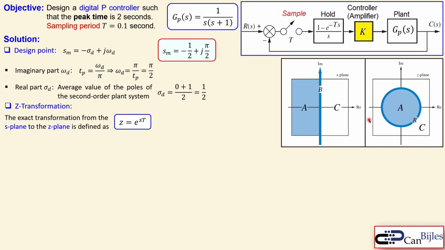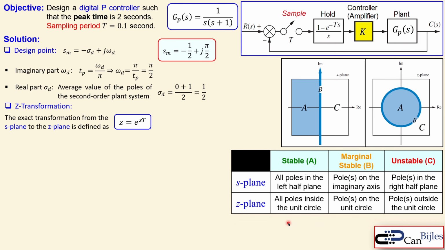In a similar form, we can transform these regions in the Z plane using the transformation by this formula. And then we have the A, which is here. It is inside the unit circle. And B, which is here on the vertical axis, will come on that unit circle. So it is on that unit circle. And the C is outside that unit circle. So in summary, you have actually this table. And we know it is stable here, unstable there, and marginally stable when you're at the imaginary axis.